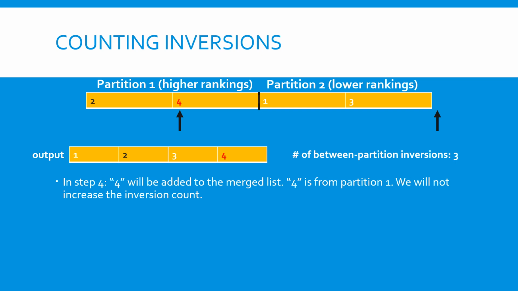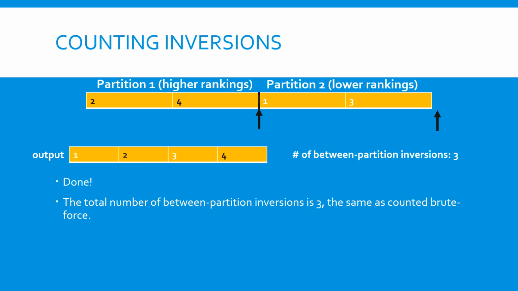Finally, the number 4 from partition 1 is pushed into the merged list. Since it is from partition 1, no between partition inversion will be added. As we have finished traversing both partitions, we terminate the merge step. We recorded 3 between partition inversions in total, matching the result obtained using the brute force method. As expected in this process, we both counted the between partition inversions and rectified them by producing the merged sorted list. The sorted list, along with the number of between partition inversions, will be returned to the upper level recursions.